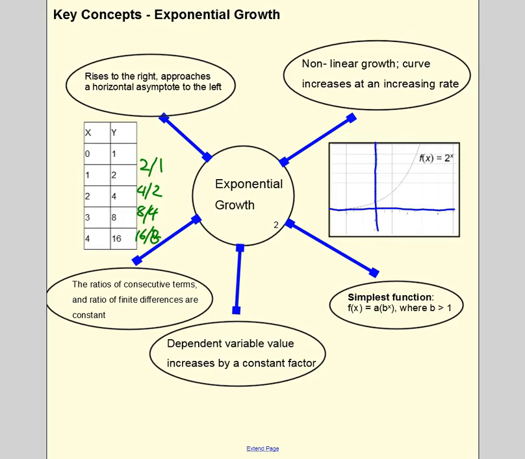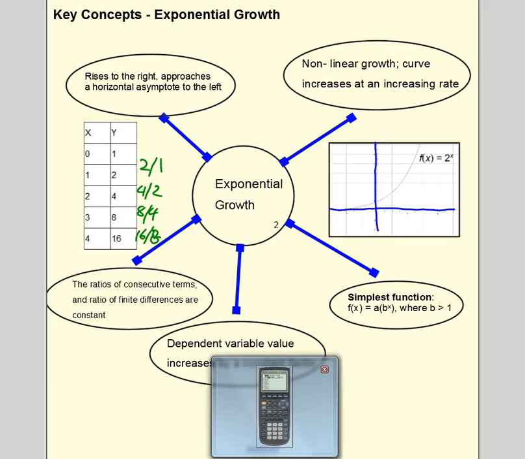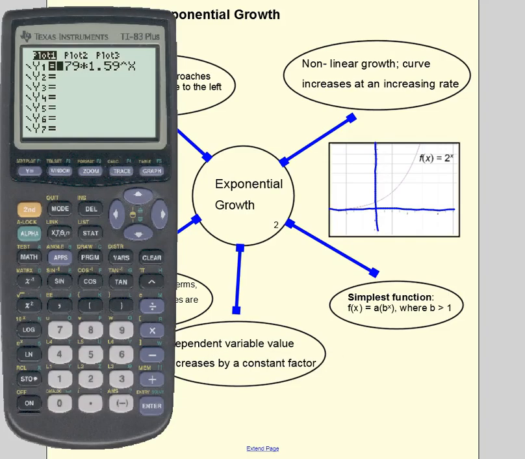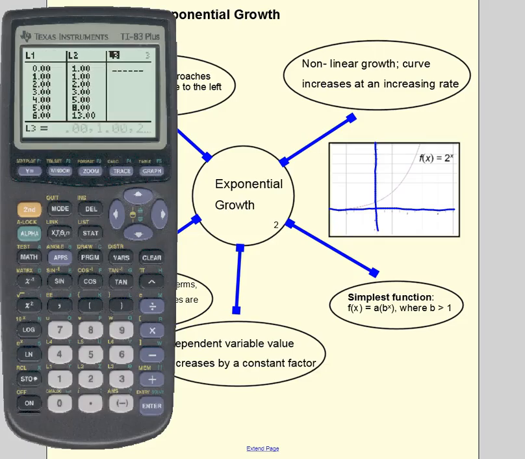The graphical interpretation is that it rises to the right, as has been mentioned. It also approaches a horizontal asymptote to the left. So as it drops off, it never reaches the x-axis, but it approaches. Okay, now we could use the graph and calculator to look at finite differences. If we were to go back to our data and explore it a little bit more here, we can go up to the L3 and perform finite differences on that, just to see if in fact there are any constant finite differences.